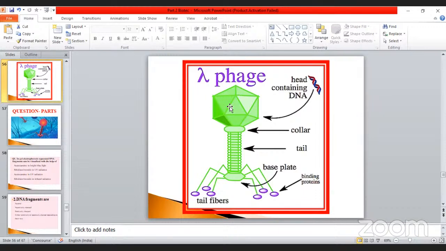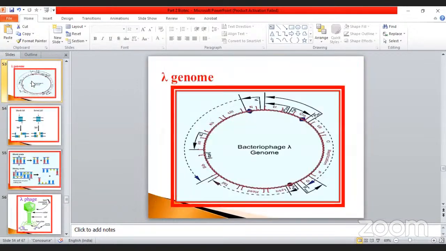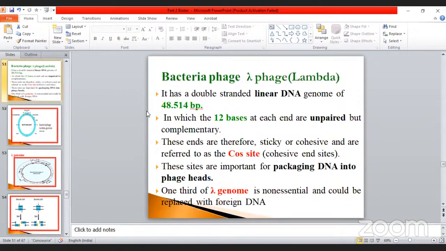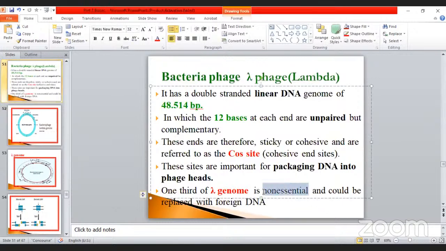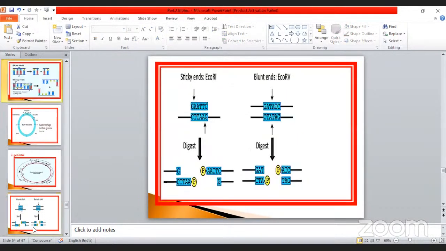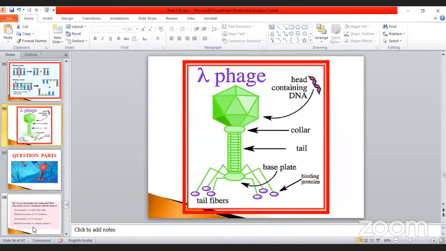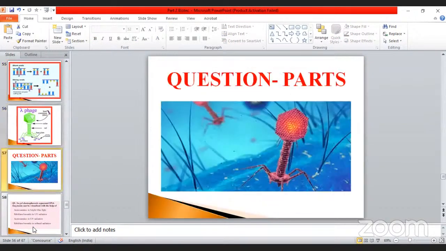Lambda phage. But at the same time, what happened to the DNA molecule? Some of the genes are not responsible for the non-essential functions. Okay, some of the genes are not essential, so they can be easily replaced by foreign DNA molecules. Okay, I think this part is completely finished, my dear.